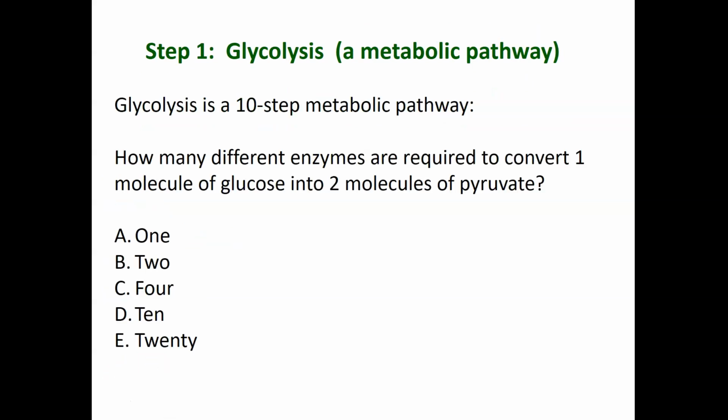All right, so next question. Glycolysis is a 10-step metabolic pathway. How many different enzymes are required to convert 1 molecule of glucose into 2 molecules of pyruvate? All right, the correct answer was D, 10. Again, each of those different enzymes is going to be able to recognize a different distinct substrate in that biological pathway.